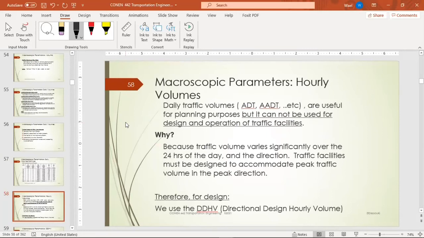And why don't we use the average daily traffic volume or the average annual daily traffic volume for design? Because basically the traffic volume varies over the day. During 24 hours, okay, it varies. It goes up and goes down. There are peak hours. There are directions. You know, for example, in the morning, you will see one side of the road congested. In the afternoon, the other side of the road becomes congested, okay?